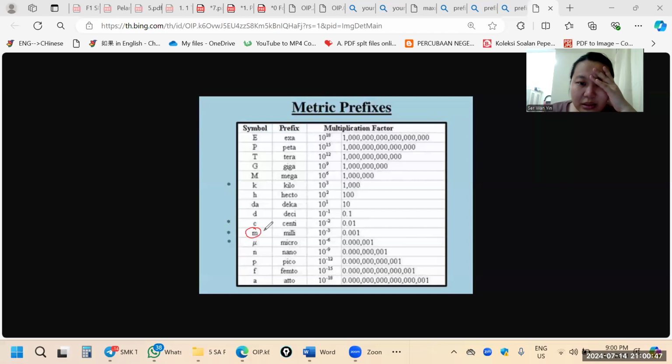Small m actually is milli. Capital M is only mega. Small k... Mega is 1 million. Kilo is 1,000.